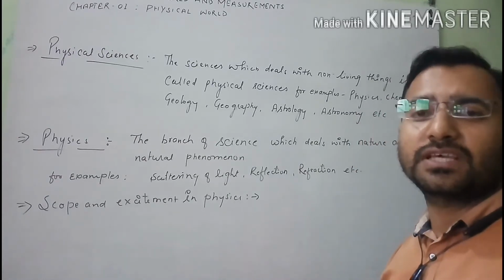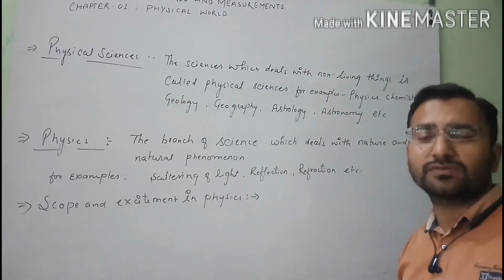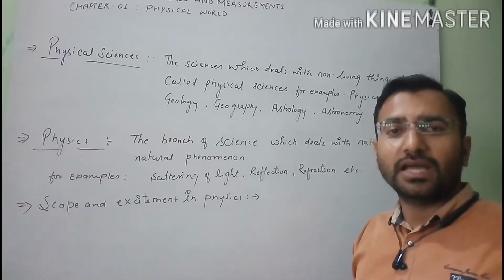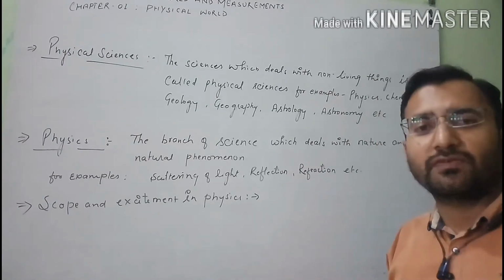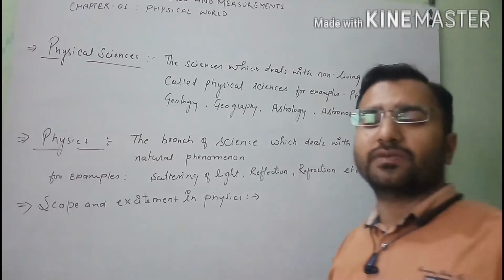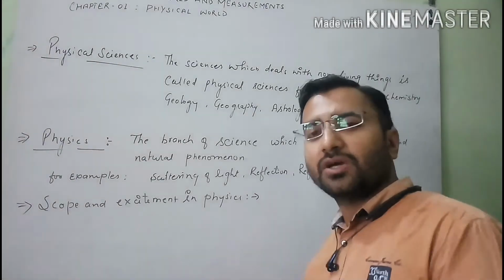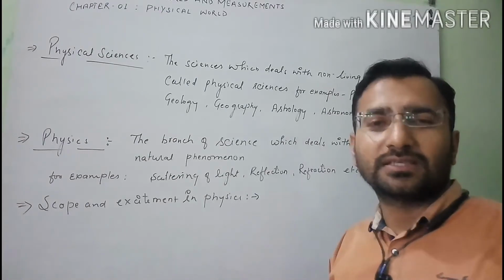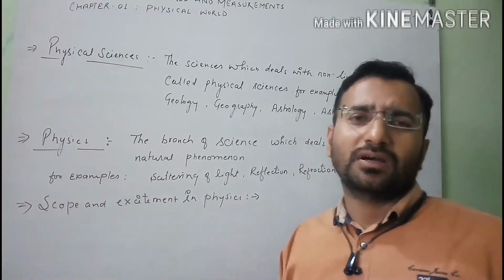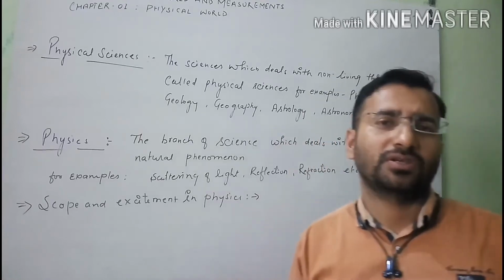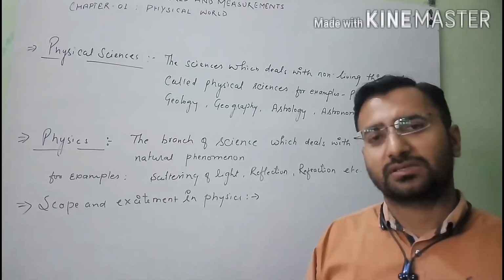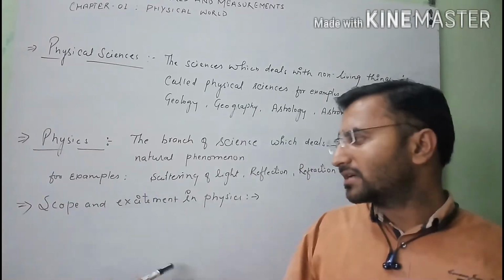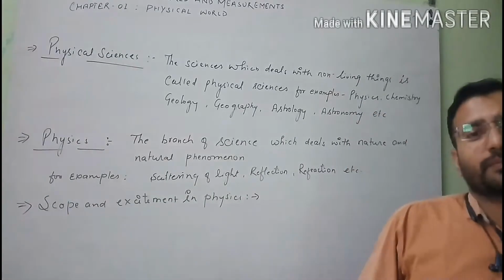Physics is a branch of science which deals with nature and natural phenomena. Examples: reflection, refraction, scattering of light, twinkling of stars, advanced sunrise, delayed sunset, and similarly other examples you can consider in physics. So after these two definitions, I will discuss the scope and excitement of physics.